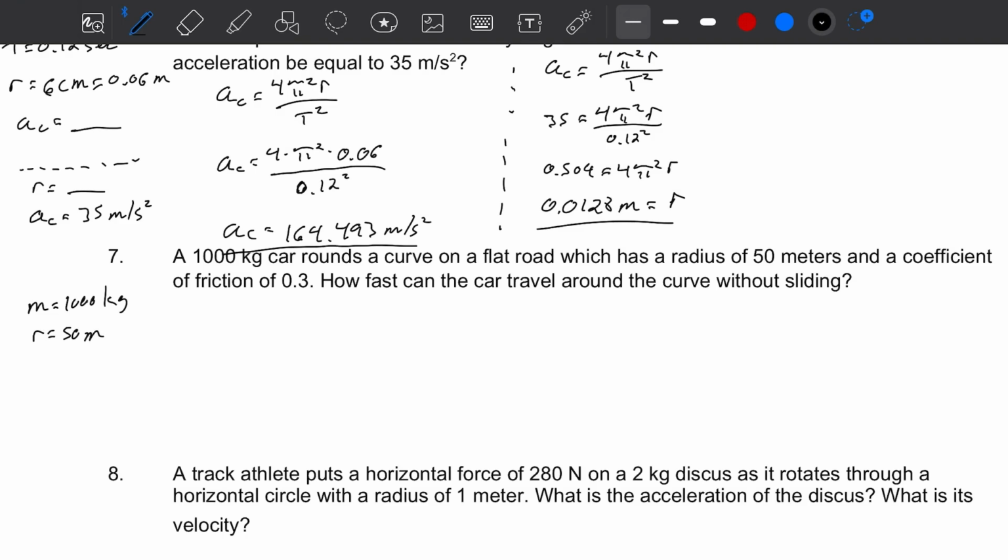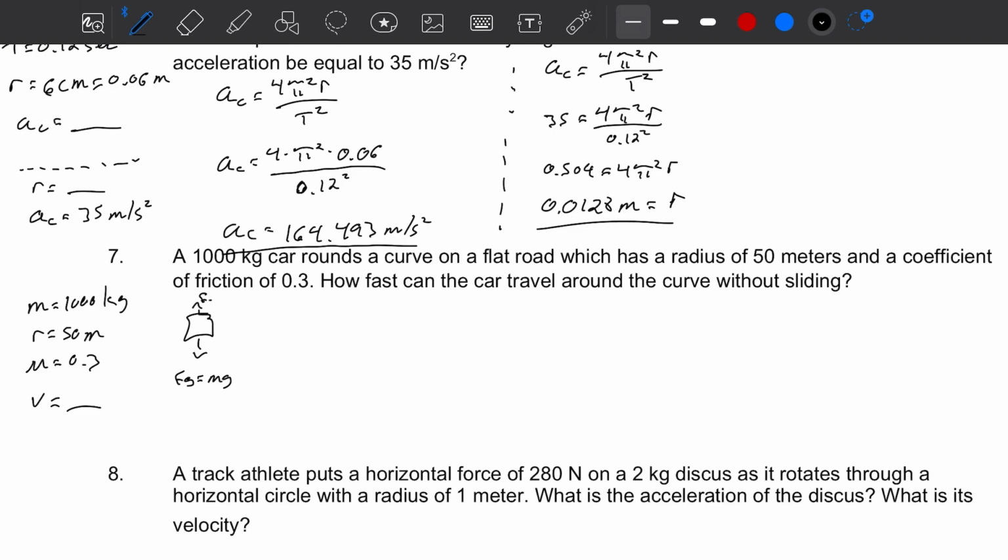Number 7, you've got a mass of 1,000 kilograms. You've got a radius of 50 meters. Coefficient of friction at 0.3. How fast? It's looking for velocity. Here, I'm really tempted to set up the force of friction is equal to the centripetal force.